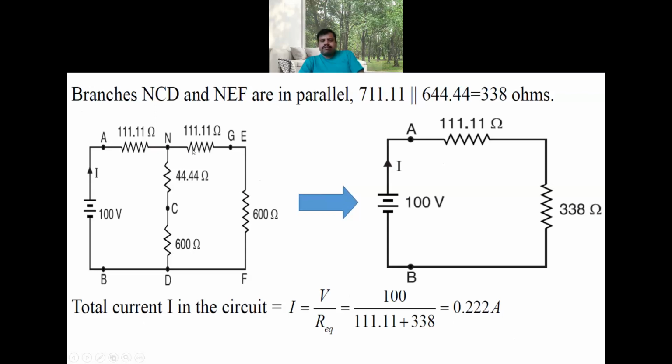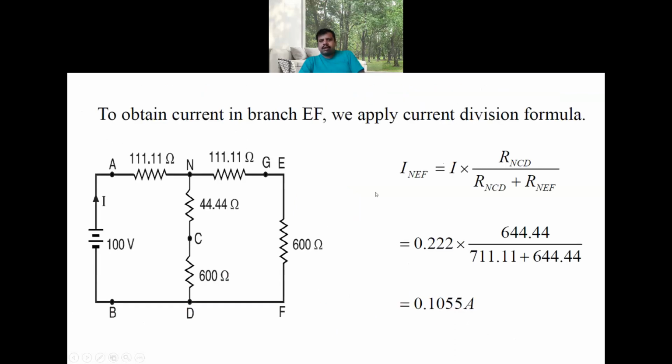In order to calculate the current through the EF, that is NG and EF, you need to take the total current into the opposite side, divided by the sum of these two. That will be seen in this particular slide. If you apply the current division rule, then you will get the current through this branch as 0.1055 amperes.